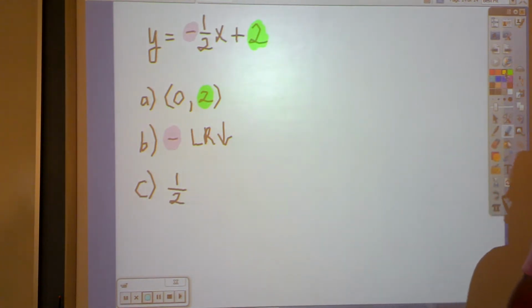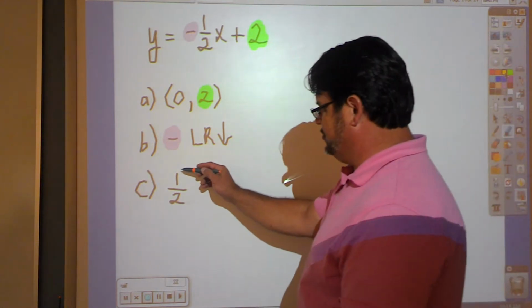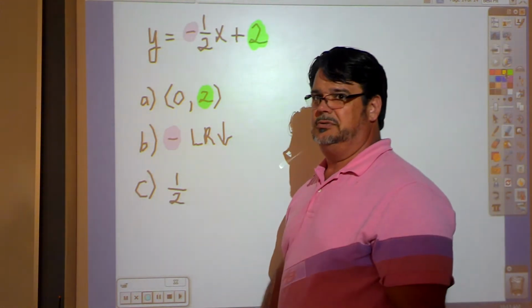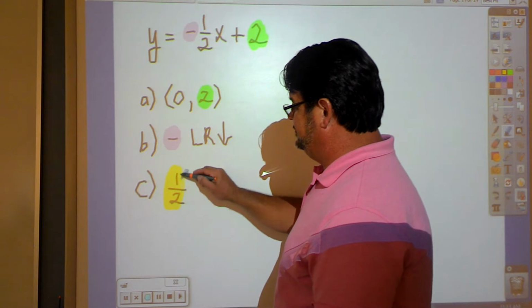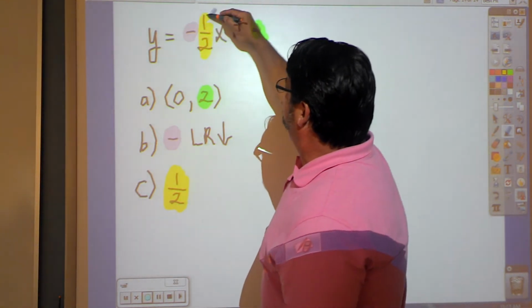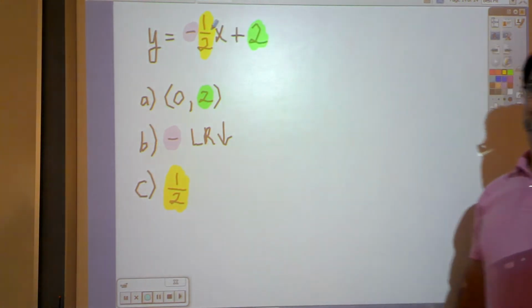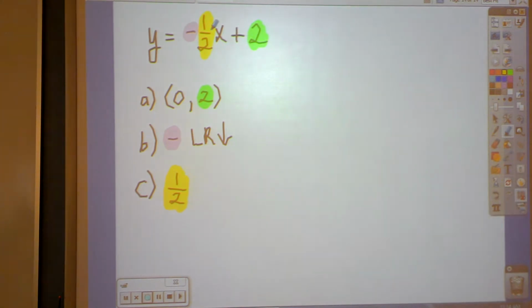So on C, this is going to be vertical over horizontal. You're always going to put the number that's beside. That's it. Now, if you want to make it more difficult, we can find ways to make it more difficult, but that's it.